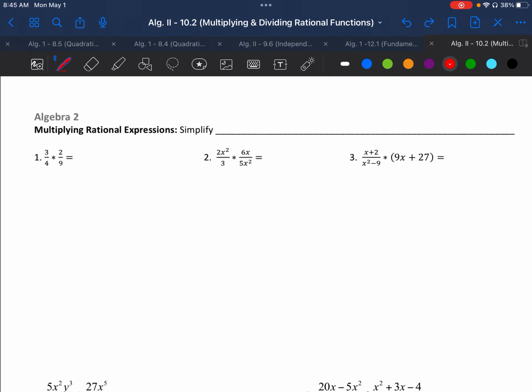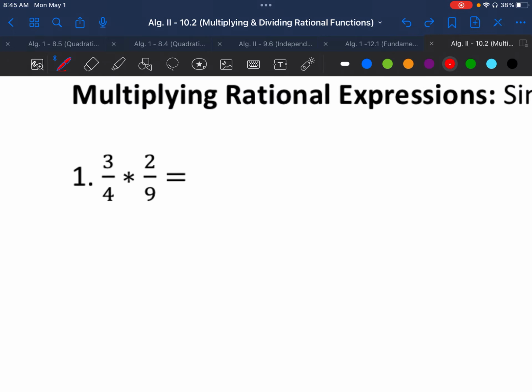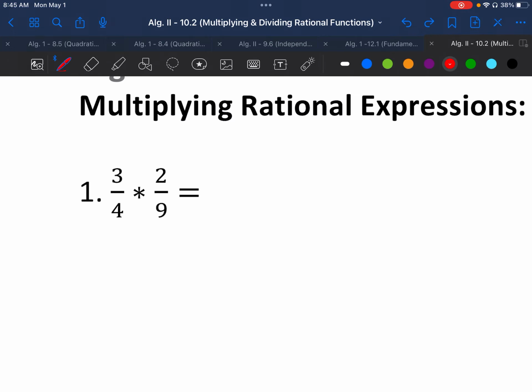All right, on to the next page. Now we're going to look at multiplying these. Okay, so when you're multiplying rational expressions, so one rational expression times another, so we're multiplying fractions together. Okay, and just like when we multiply fractions, I'm going to actually showcase this on number 1 before filling in the blank. 3 over 4 and 2 over 9.